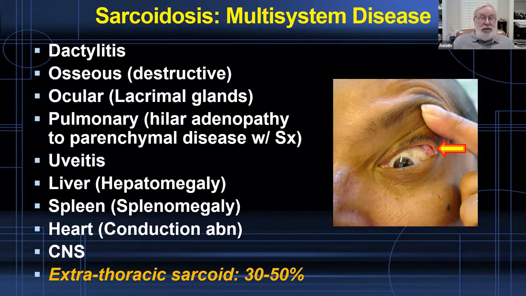The heart, a very, very important thing because it may be asymptomatic, occult, and yet, cardiac involvement is the deadliest form of sarcoid. CNS can be involved. Overall, big picture, extrathoracic sarcoid, so not the lungs, outside the chest, 30 to 50% of patients.